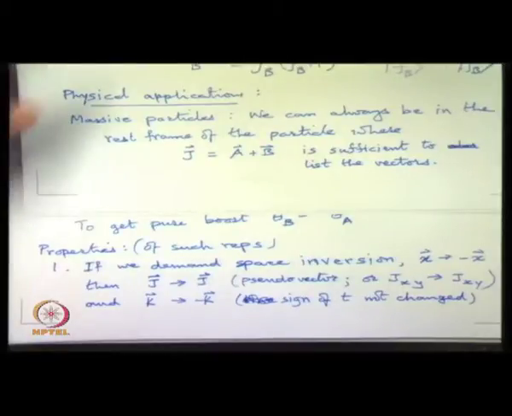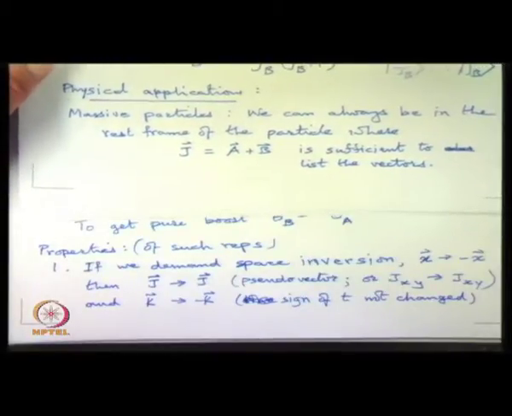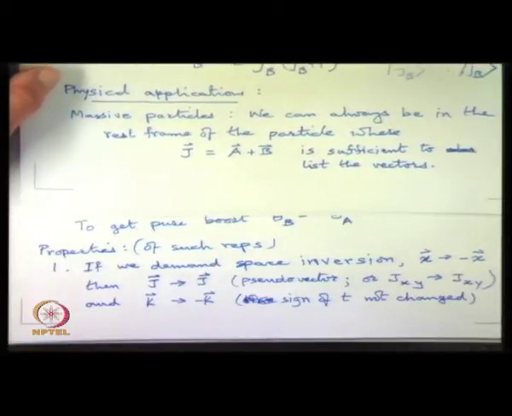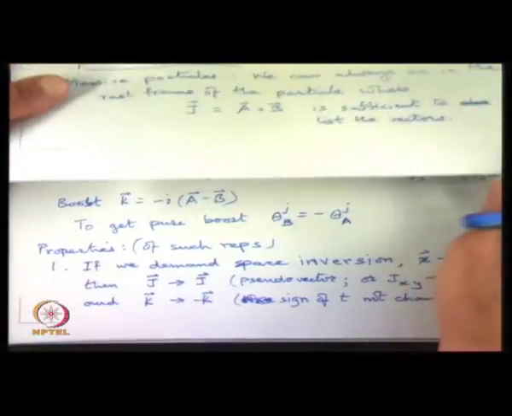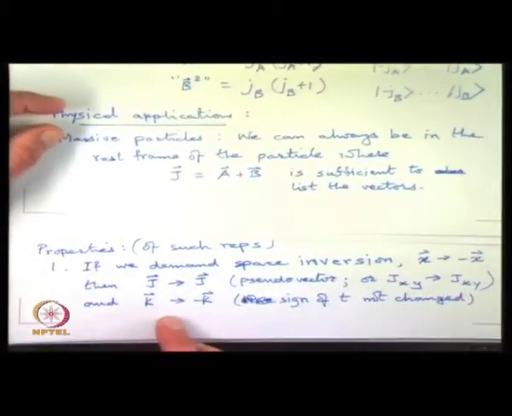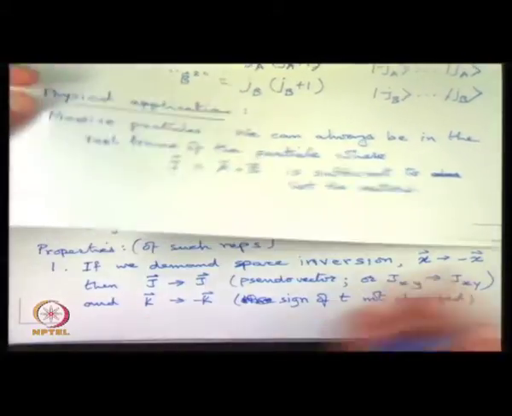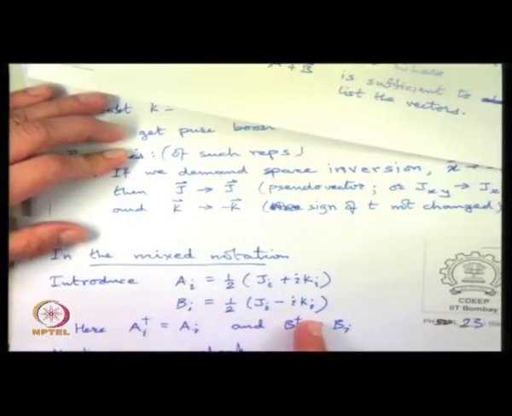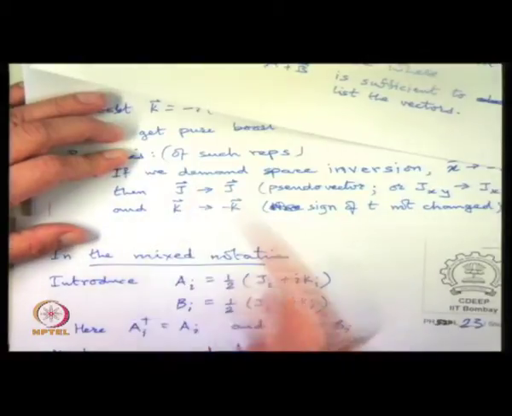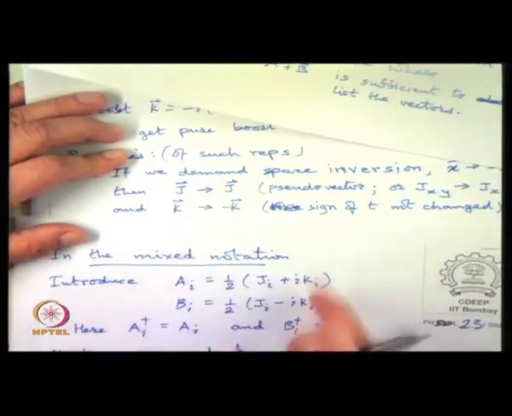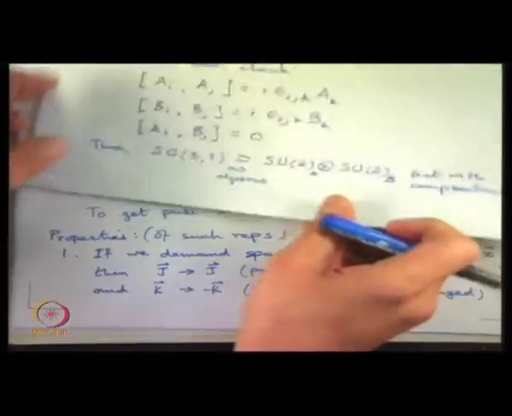What this means is that you are forced to take JA equal to JB. If you want this to happen, under this A and B get exchanged, right? Because A is J plus K, B is J minus IK, I doesn't even matter. The point is that the J parts remain the same, but the K parts change sign. So under space inversion, A and B get exchanged.